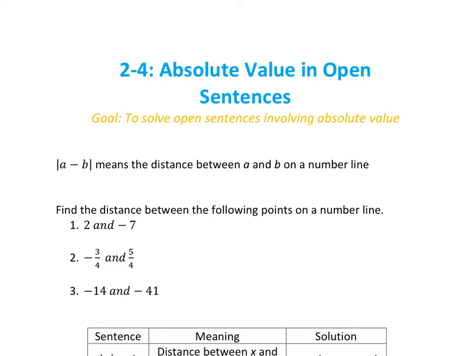There's a more general definition: the absolute value is actually a formula, a way to calculate the distance between any 2 points on a number line. So the absolute value of A minus B means the distance between A and B on a number line. Find the difference between A and B and take the absolute value of that, and that is the distance between those 2 points on a number line.